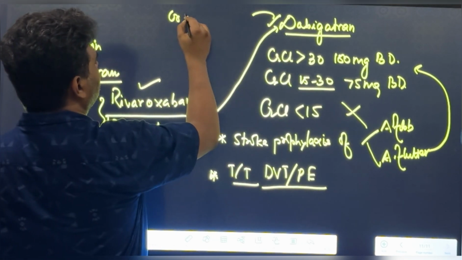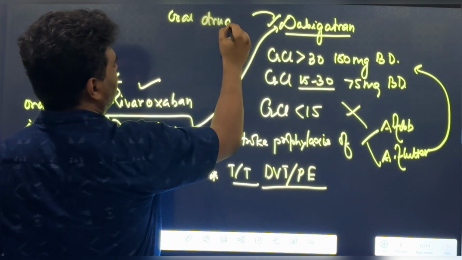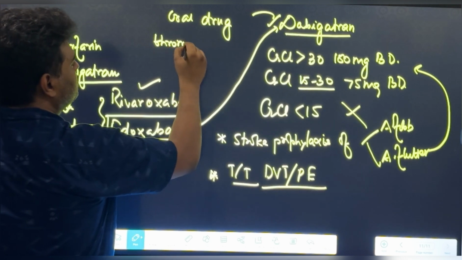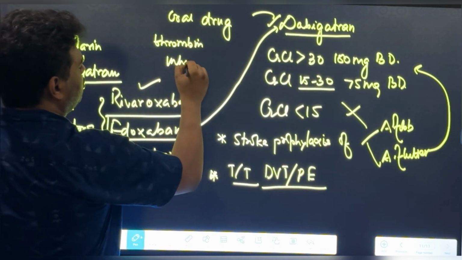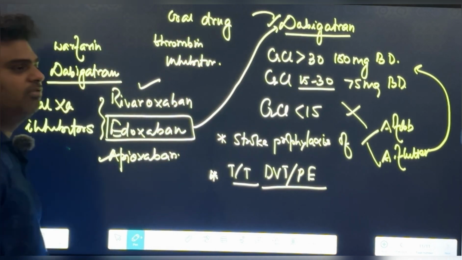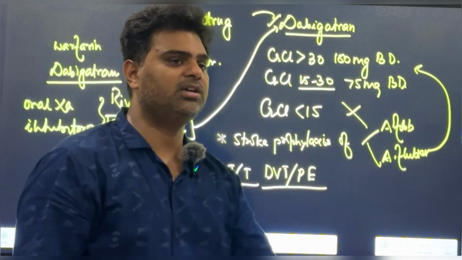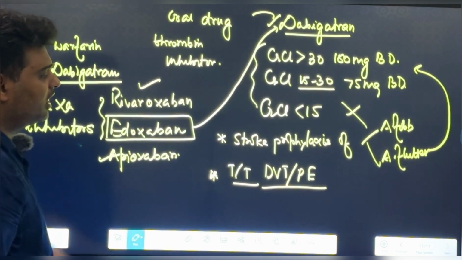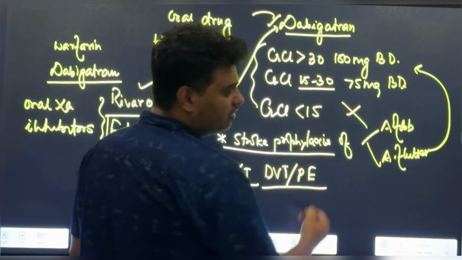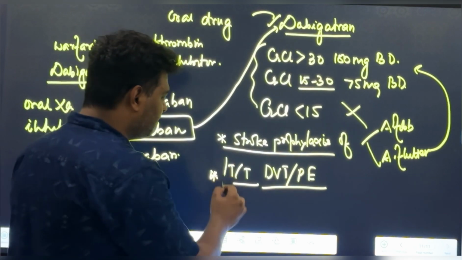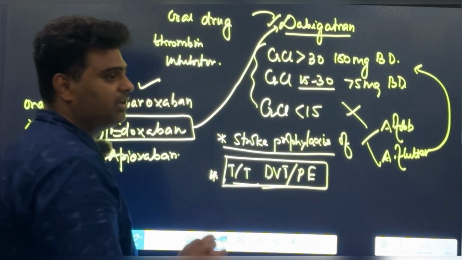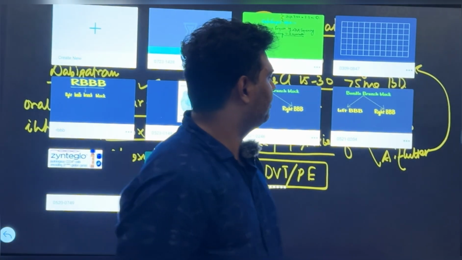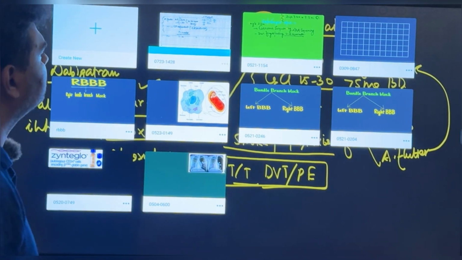So leave it there. What is dabigatran? Dabigatran is an oral drug, and it is a thrombin inhibitor. So it inhibits the thrombin. When it inhibits the thrombin, fibrinogen is not able to convert into fibrin, and then clotting does not take place. This is the dose according to the creatinine clearance. For stroke prophylaxis, there is no need of bridging therapy. But in cases of treatment of DVT and pulmonary embolism, bridging therapy is required with low molecular weight heparin or unfractionated heparin or fondaparinux. Okay.